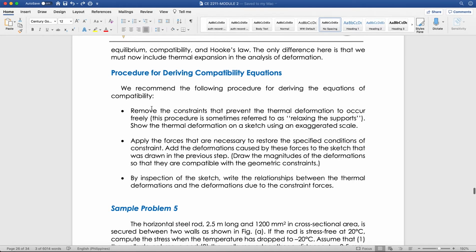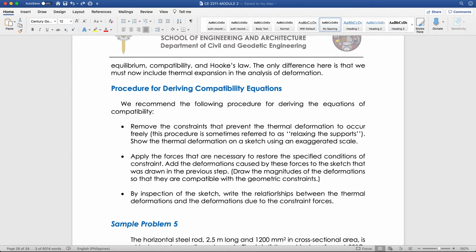So the procedure: number 1, remove the constraints that prevent the thermal deformation to occur freely. Number 2, apply the forces that are necessary to restore the specified conditions of constraint. Number 3, add the deformations caused by these forces to the sketch that was drawn in the previous step. And lastly, by inspection of the sketch, write the relationship between the normal deformation and the deformations due to the constraint forces. Okay? So for the part 8, last part for this discussion, it will be handwritten.